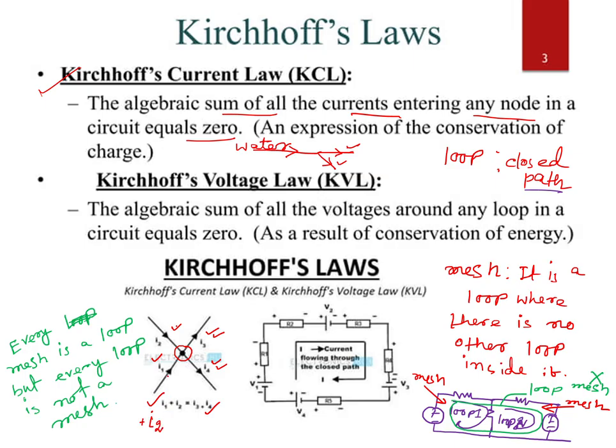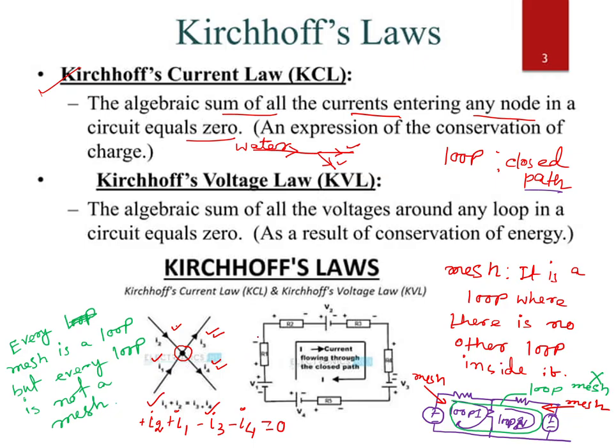plus I2, incoming current plus I1. And if I take outgoing current as negative, it is minus I3, because it is outgoing, so I take minus, and similarly I4. So algebraic sum means taking the direction into account. The algebraic sum of all currents entering a node is equal to 0. Now if I take this equal to 0 and manipulate, it becomes the same: I1 plus I2 equals I3 plus I4. So whatever is easy for you, you will go for it. Okay.